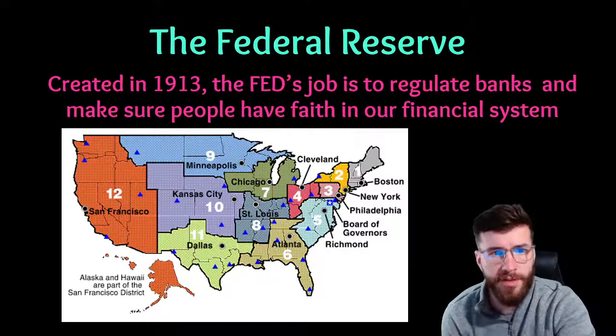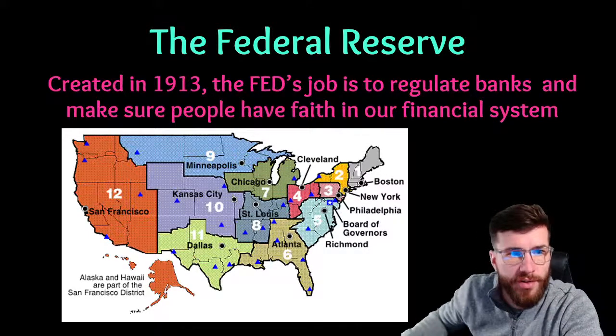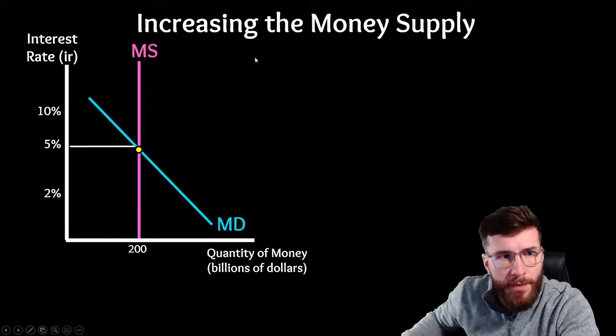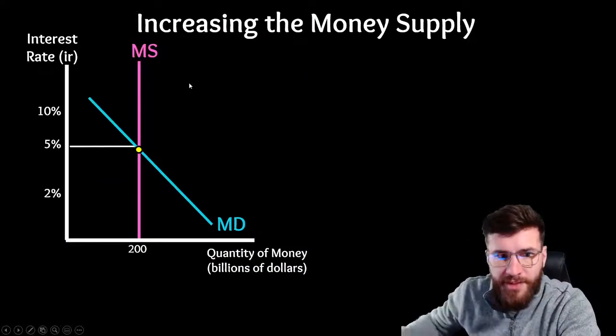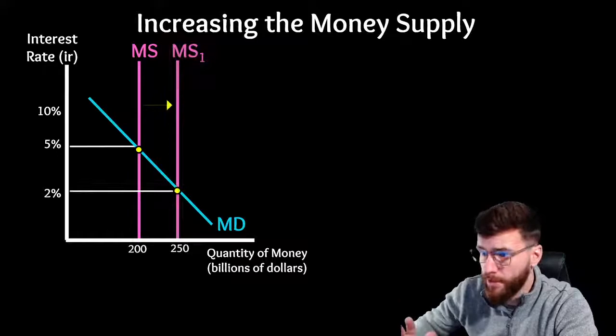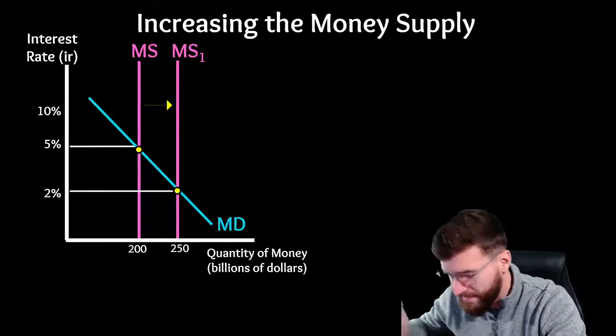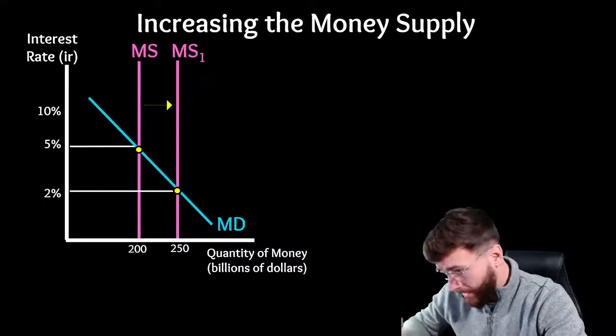So there's 12 different branches or districts of the Federal Reserve. Anyway, again, the money supply is fixed and the Fed controls it. So for now, on your problem set, I'm just going to say money supply increases or decreases. The Fed changes it. It either increases or decreases, right?